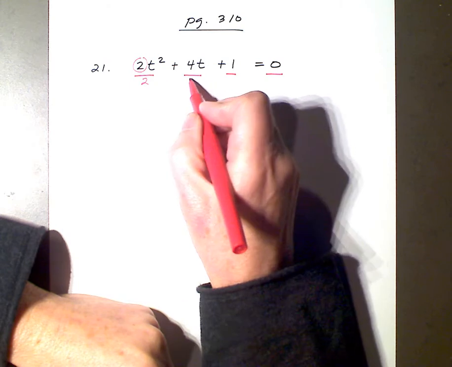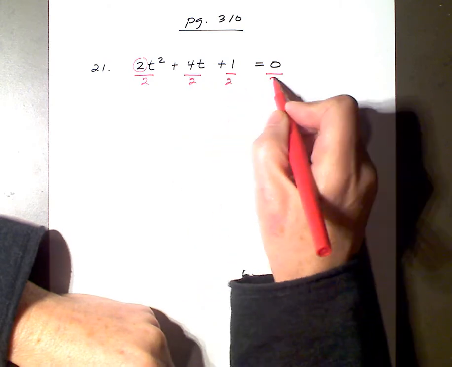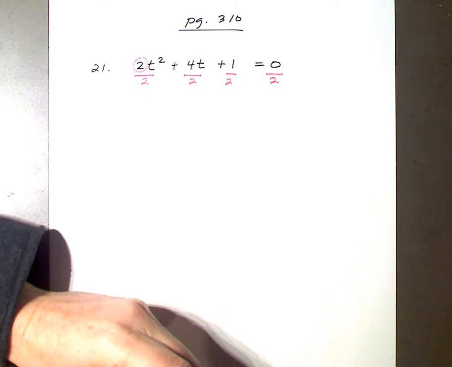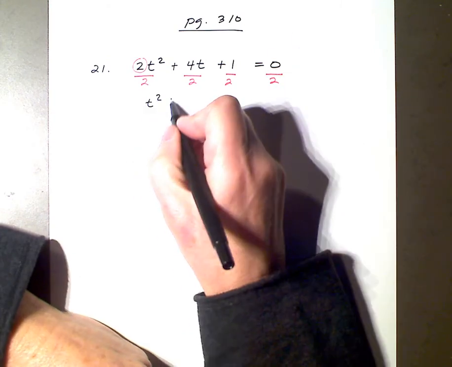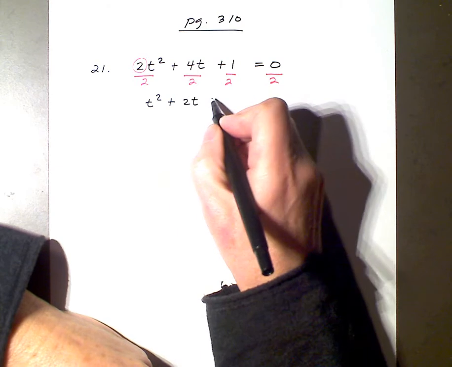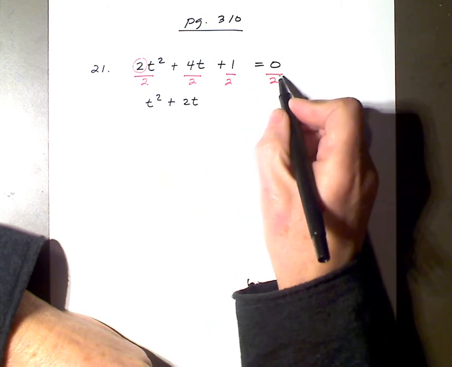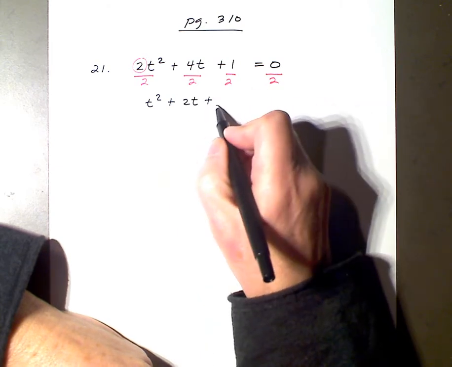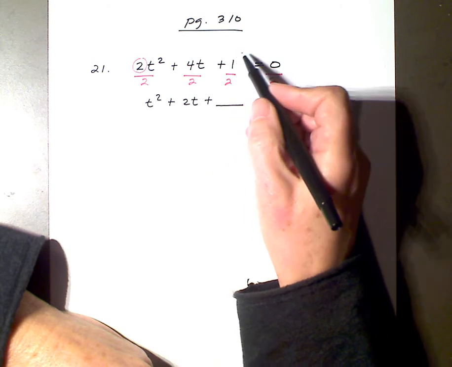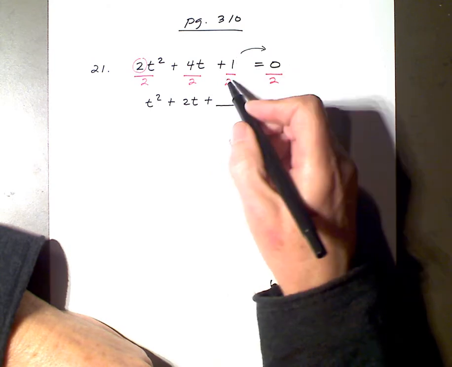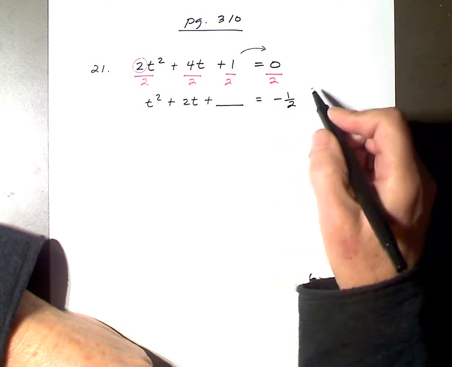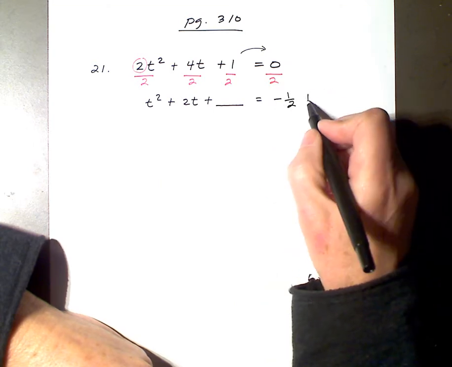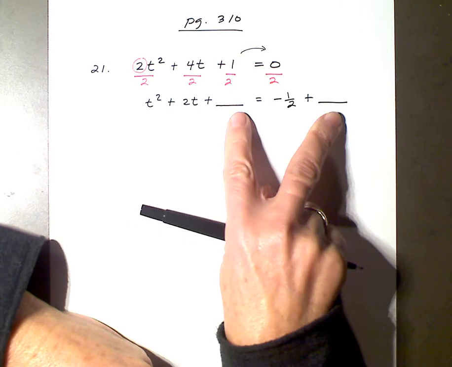So the entire left side is divided by 2 and the right side. And so I get t squared plus 2t plus 1/2 equals 0. So to complete the square, I'm going to take the 1/2 over to the other side. So I'm going to subtract 1/2. So I have negative 1/2 now on the right, because this would have been a 0, plus blank. So I've got both the blanks to complete the square.